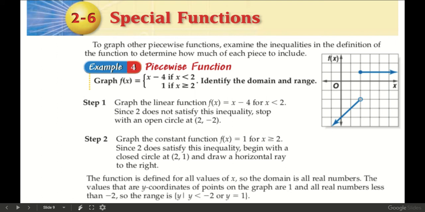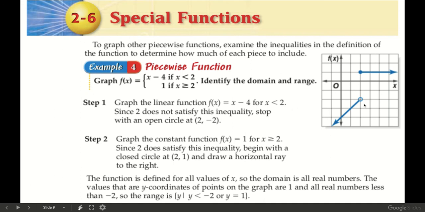So the function is defined for all values of x. For this one, it will have all the x values in the negative direction and the positive direction, because even at 2, it does have a value right there. So the domain for this piecewise function would be all real numbers.